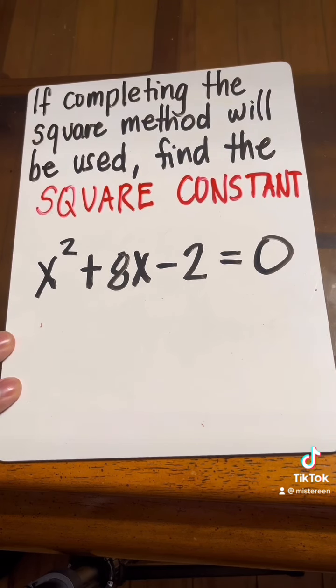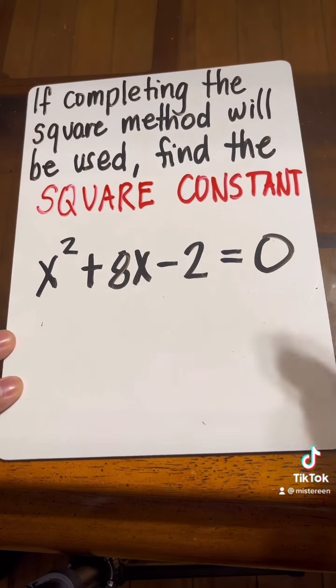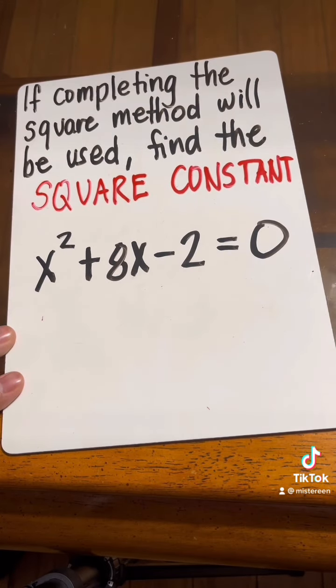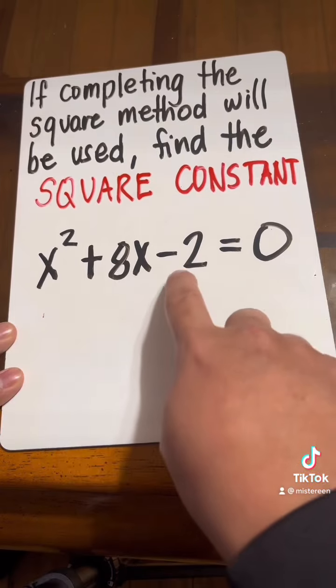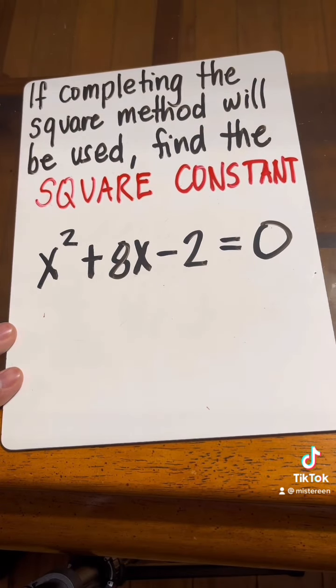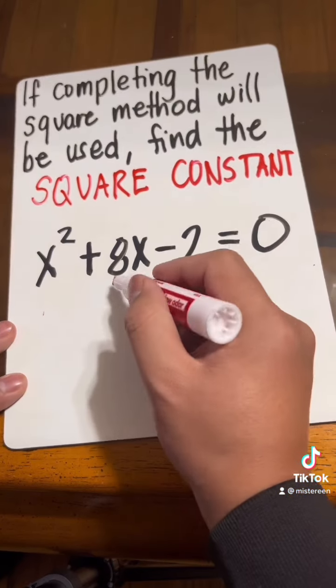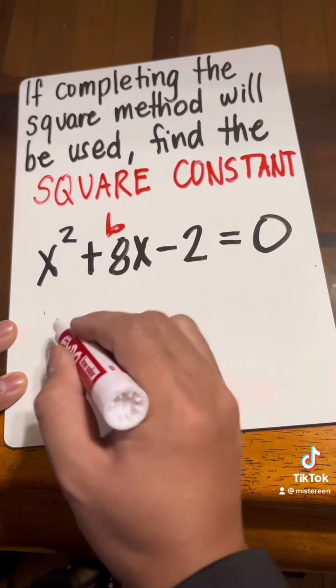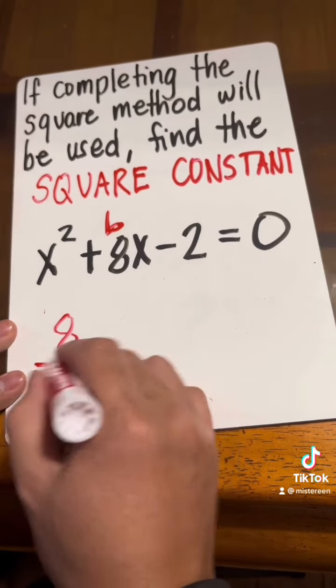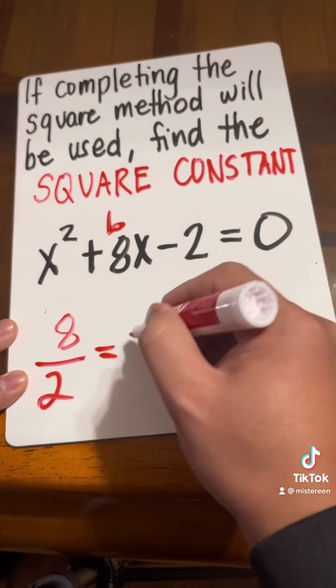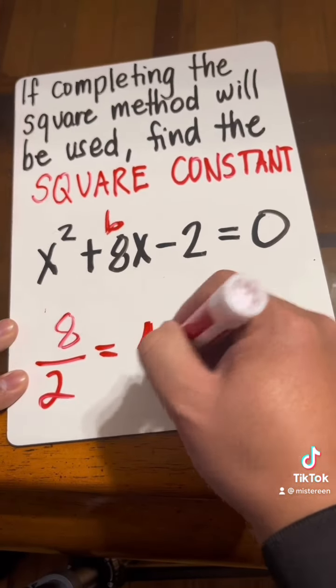Alright, example 1. If the completing the square method will be used to solve this quadratic equation, then we need the square constant. For example, we have x squared plus 8x minus 2 is equal to 0. And a is 1 here, b is 8, and c is negative 2. To find the square constant, all you have to do is get the b value, which is positive 8, and always divide it by 2. So 8 divided by 2 is 4. And then whatever the result is, 4, you just square it, raised to 2. So 4 squared is 16. So 16 is your square constant.